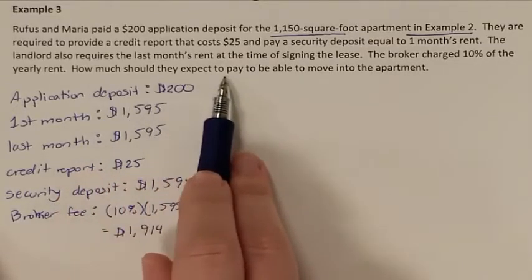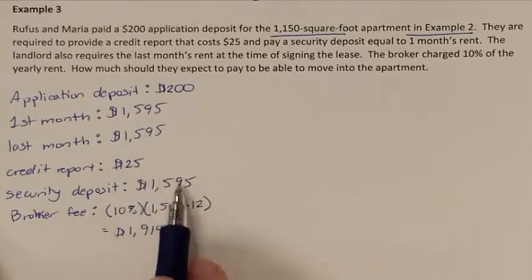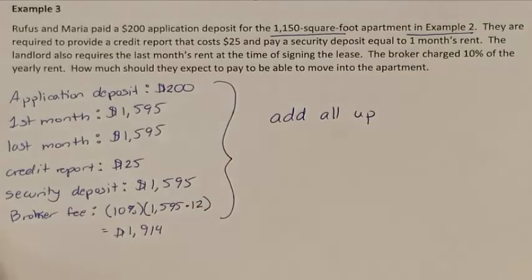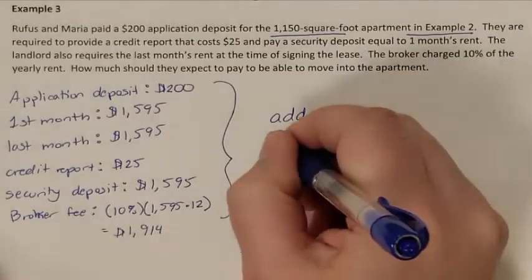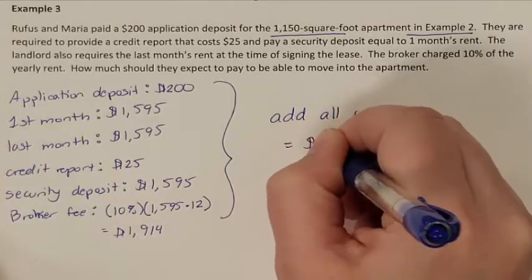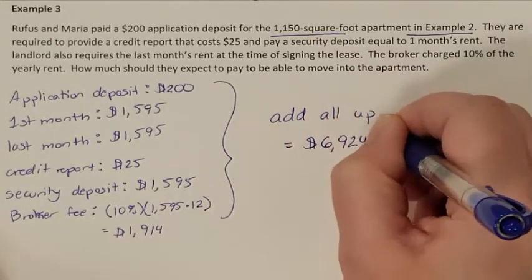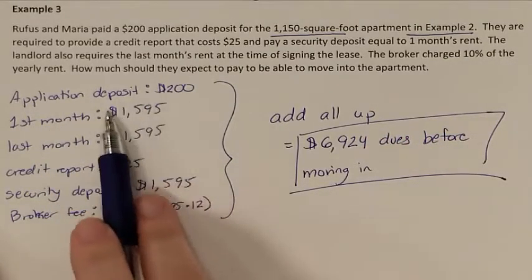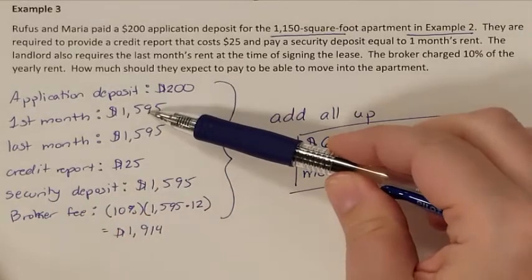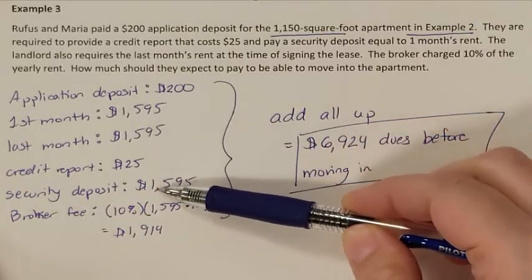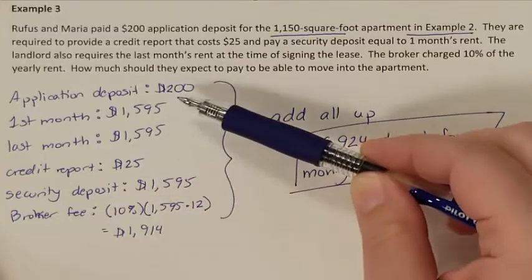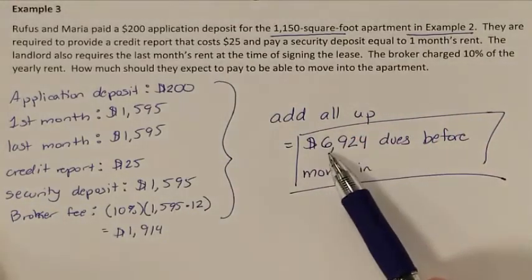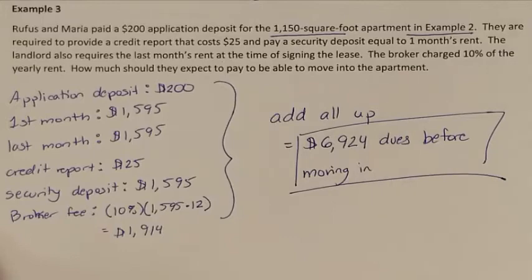How much do they expect to pay to be able to move into the apartment? These are all the bills that we just read through. So we need to add this all together, and this tells us how much they owe before they can even get the key. And if you add that all together, it is $6,924 worth of dues before even moving in. So yes, your monthly rent is only $1,595. But because they require first and last and a security deposit, and you have to pay them for finding it, and there's an application fee and a credit report, it turns out that you have to have $6,924 ready to give them before they'll even give you the key.